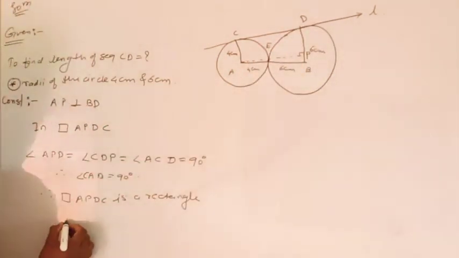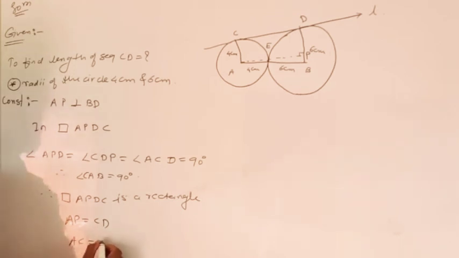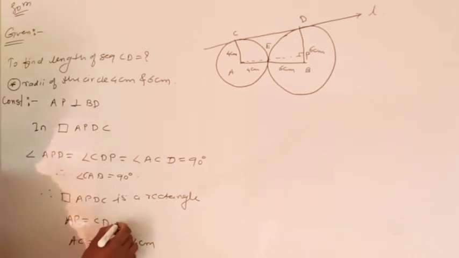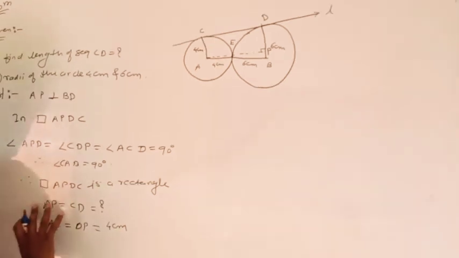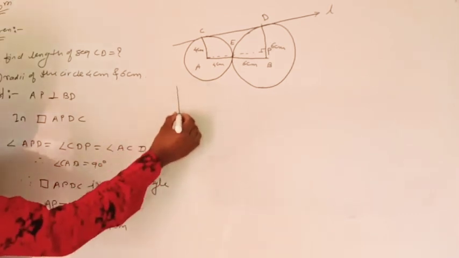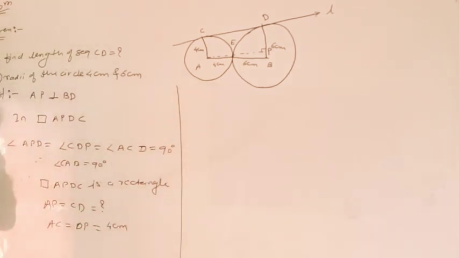Now we have here AP is equal to CD, and AC is equal to DP. AC is equal to DP is given in the question as 4 centimeters, and AP is equal to CD we don't have, but we can write it by the properties of a rectangle. If you have any queries, you can ask me in the comment box.